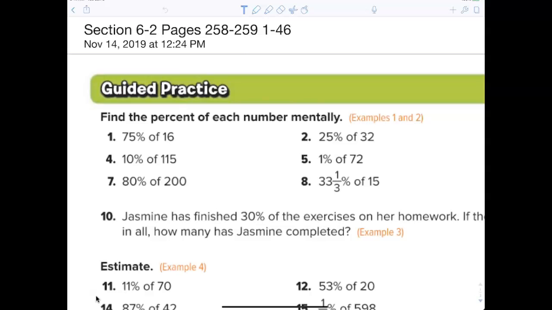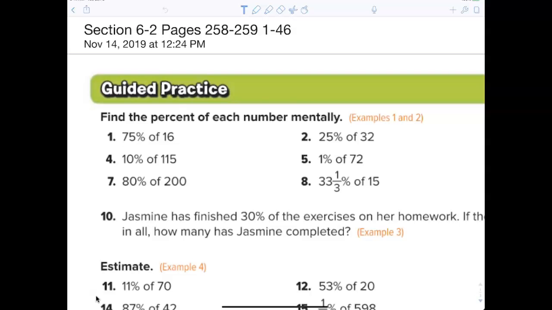Okay, we'll talk about 25% of 32. James, explain. It's 8 because 25% reduces to 1/4, and 1/4 of 32 is 8, or 32 divided by 4 equals 8. Is everybody with me? 25% is the same as 1/4. 1/4 means divided by 4. So 32 divided by 4 is what? 8. That's it. Perfect.